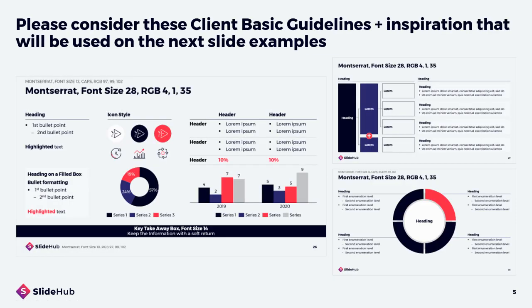Now let's consider the SlideHub company guidelines for the examples that we will see on the following slides. You can see the style is very clean. It uses lines for the headings, but it can also use box style for the secondary headings. It has blue as the main color, pink as a highlight, and it uses line style for the icons. You can see the overall style of the slides is very clean.